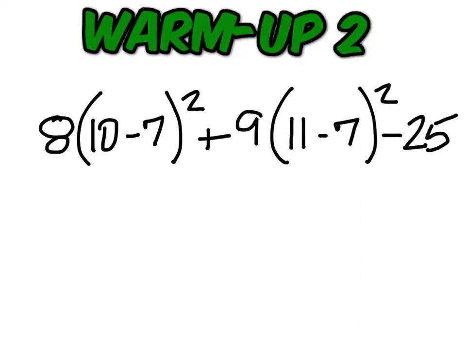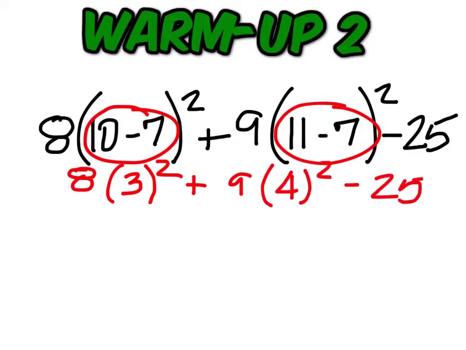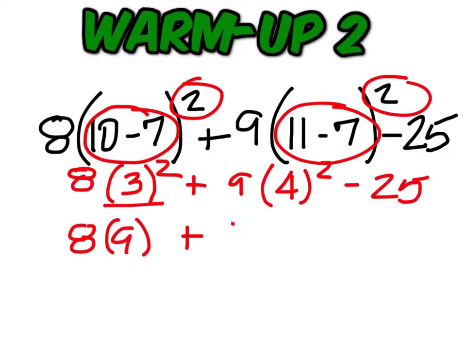On this problem, you should do what's in the parentheses first, and you'll come up with a 3 here. And then on the other side, you'll have a 4. Now go back and do the exponential operation of square. 3 squared is 9. And then over here, 4 squared is 16.